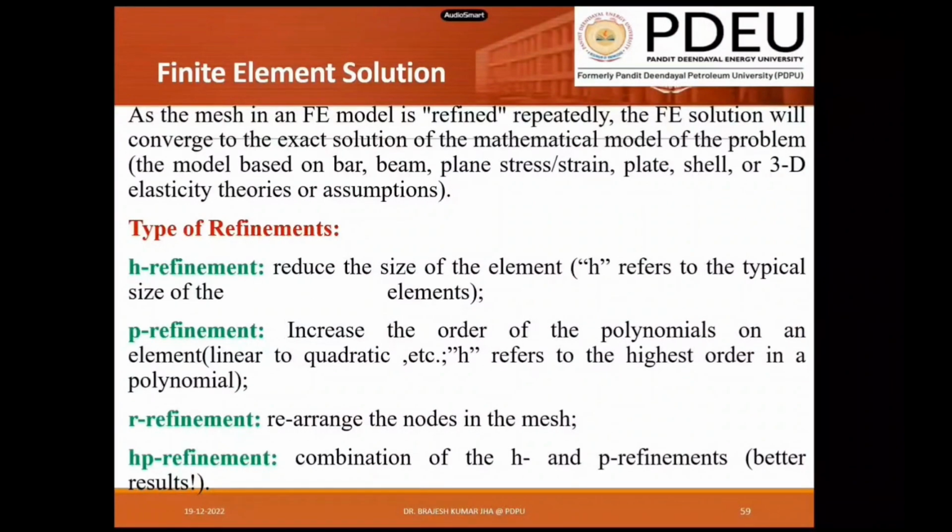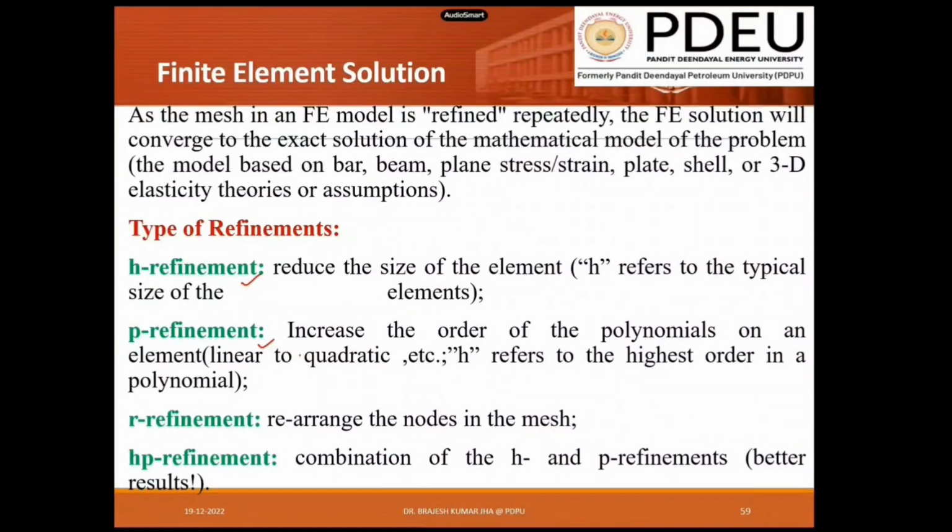Now come to the refinement. Some finite element analysis is also required. So a number of types of refinement can be done here. One is H refinement. If we reduce the size of the element, then you can refine accordingly. P refinement is what? If you increase the order of the polynomial on an element, linear, quadratic. In this way also you can refine the element information.